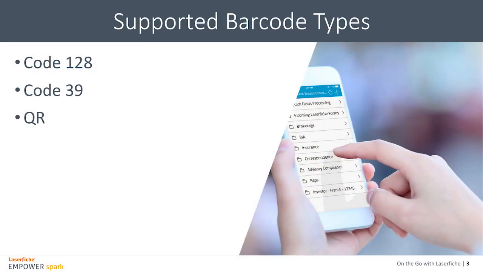Another simple way to streamline content capture with the Laserfiche app is to make use of barcodes. We can use the camera on our device to scan a barcode and enter in the results into a search box in the repository, as well as into our Laserfiche forms.